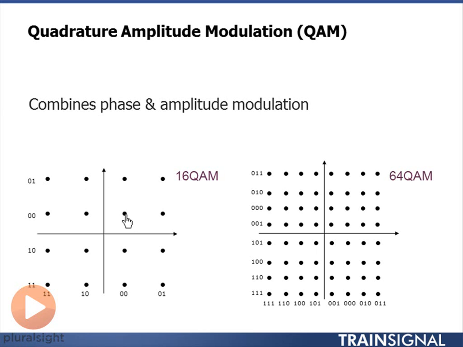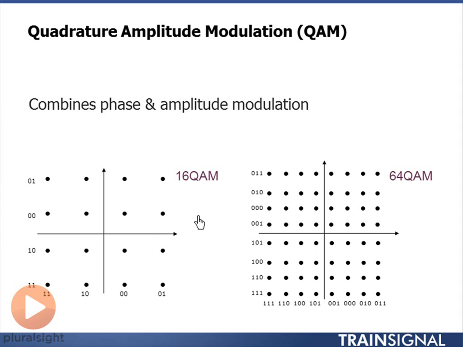And so now I have 16 dots, right? 16 unique phase and amplitude combinations, which means I can represent 4 bits. So this dot here represents 0, 1, 0, 1. This dot here represents 0, 0, 0, 0. Well, then I can keep going.